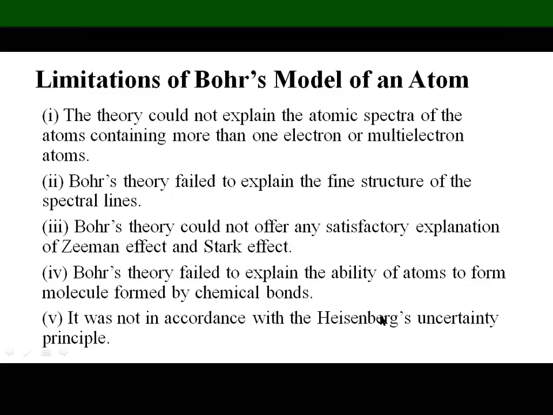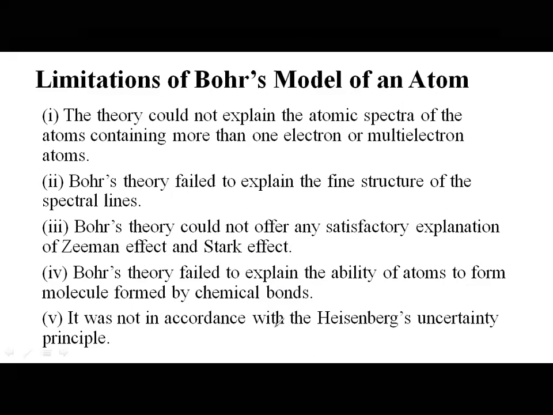And it was not in accordance with Heisenberg's uncertainty principle. Now you may say, what is that? Yes, Bohr through his theory gave the exact position of the electron by measuring the radius. By measuring the radius of the orbit, he gave the exact position of the electron.